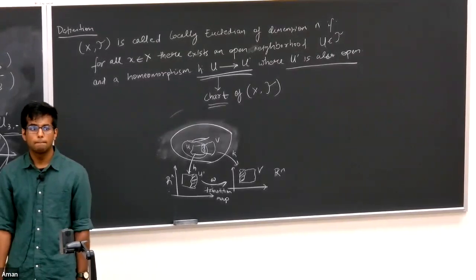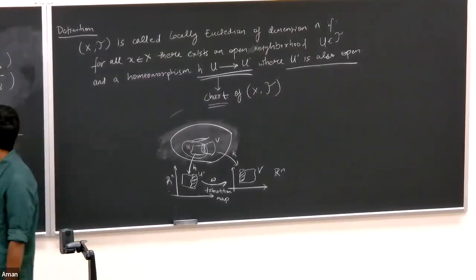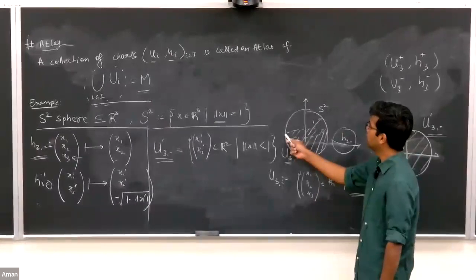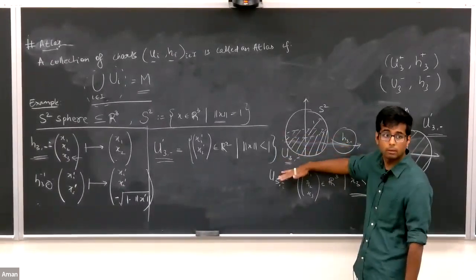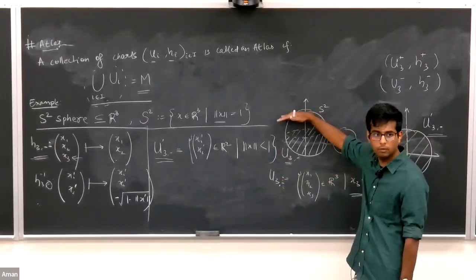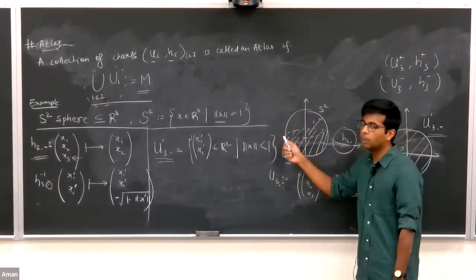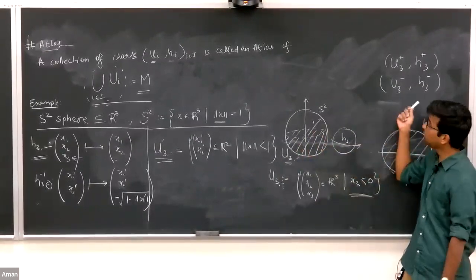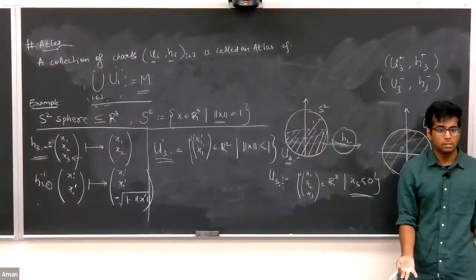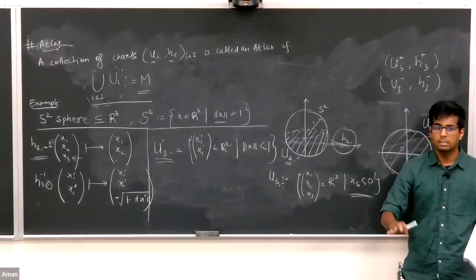Any guesses? Well, if you think about it, the lower hemisphere is taking everything below the equator. The upper hemisphere is taking everything above the equator. So there are points on the equator which are still missing that you don't really have a mapping for. So this still does not cover the entire manifold, essentially. So it's not an atlas yet.